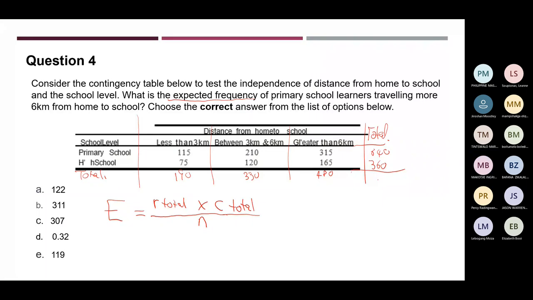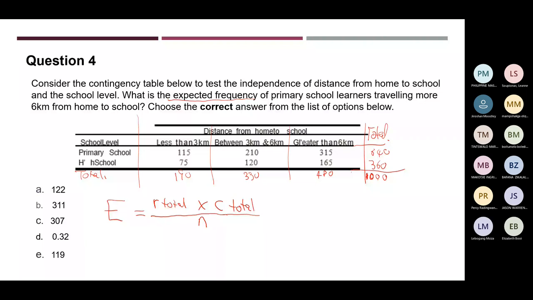640 plus 360 gives us 1,000. Okay. And also if we add 190 plus 330 plus 480, we'll get 1,000.